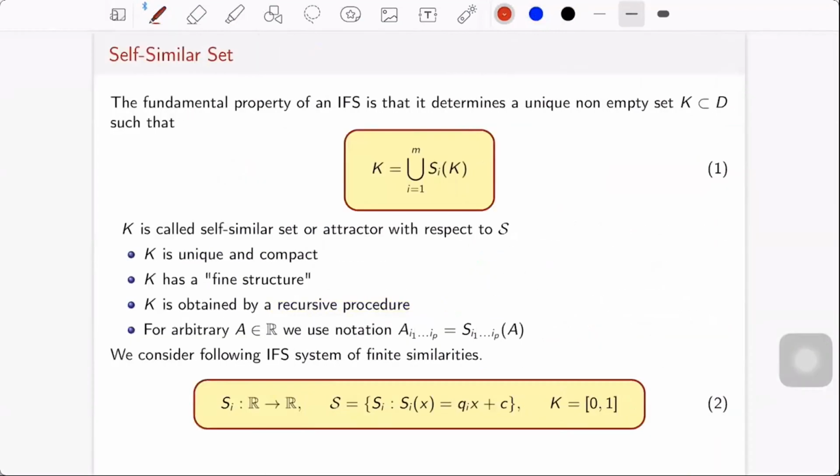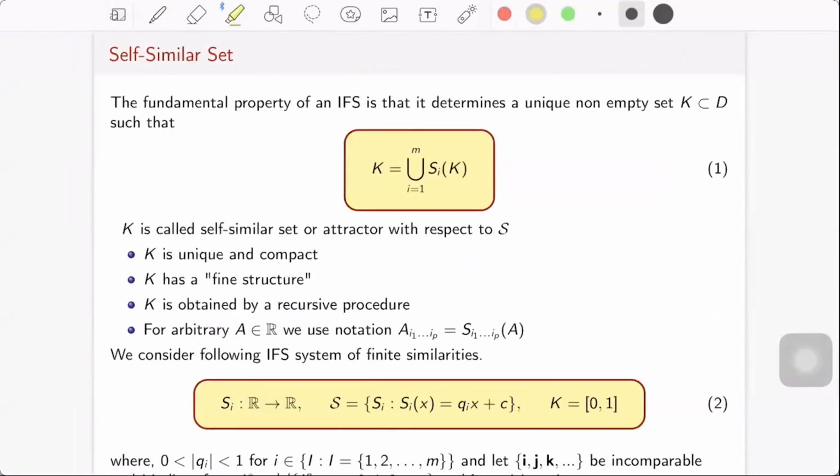So in our case, we will consider the following system of finite similarities. S_i is a map which goes from R to R, and we take this system of similarities r_i x plus c_i, and in our case the attractor of the system will always be the [0,1] interval. The r_i are the contraction ratios. Since these are contraction ratios, they will always be less than 1 and greater than 0. And these are indices 0, 1, and multi-indices ijk from I star.